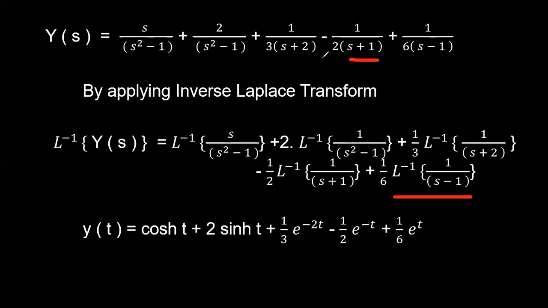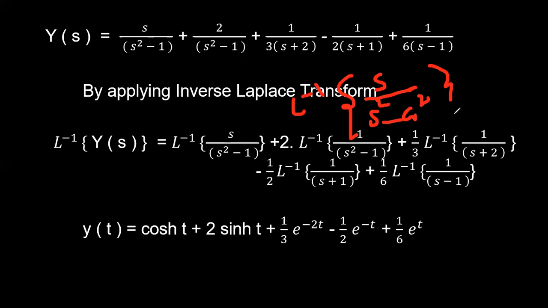Now for this Laplace inverse, we have a direct formula. What is the Laplace inverse of s by s square minus a square? That is nothing but cosh. If you have a minus in the denominator, it is cosh, the hyperbolic function. If it is plus, it is cos at. In place of a, we'll have the 1, that is nothing but 1 square. So then you will get the value as cosh t.